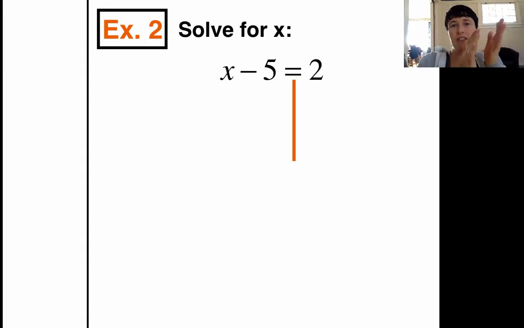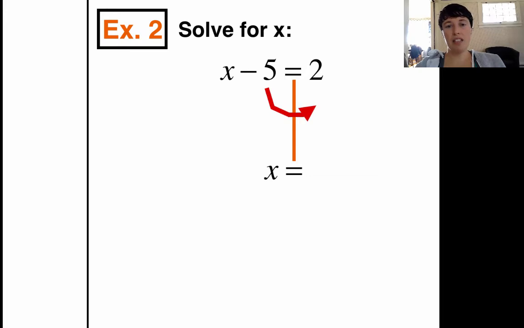So I have an x, and I have negative 5. And on the other side, I have 2. What's the first legal move I would probably do? Usually we flip. So I'm going to take the negative 5 and flip it to the other side so that the x will now be all by itself. So the negative 5 is going to flip over, and on the mat, it's going to turn into a positive 5.